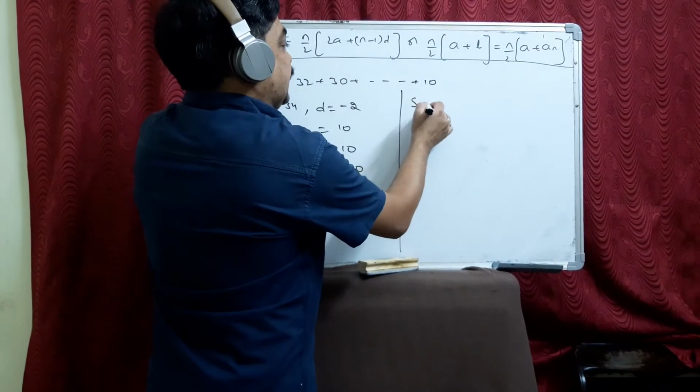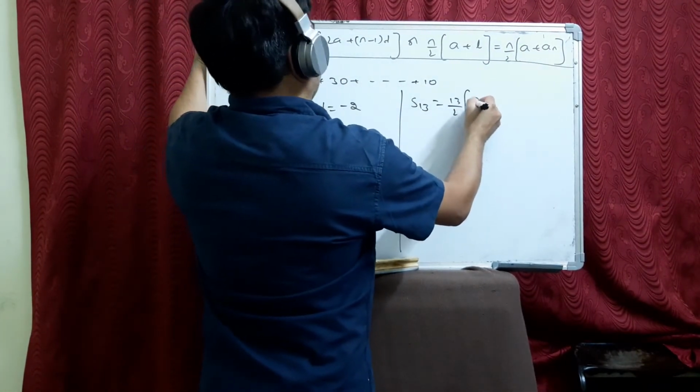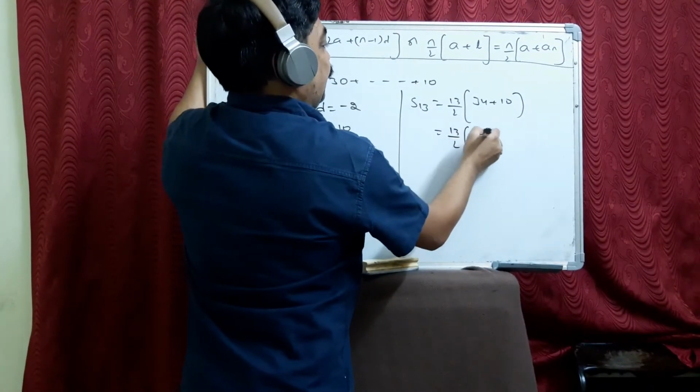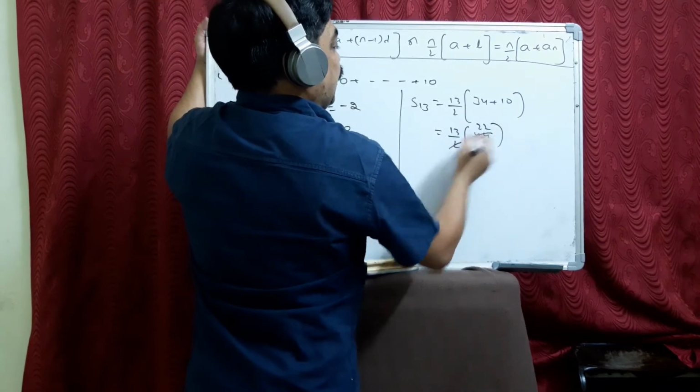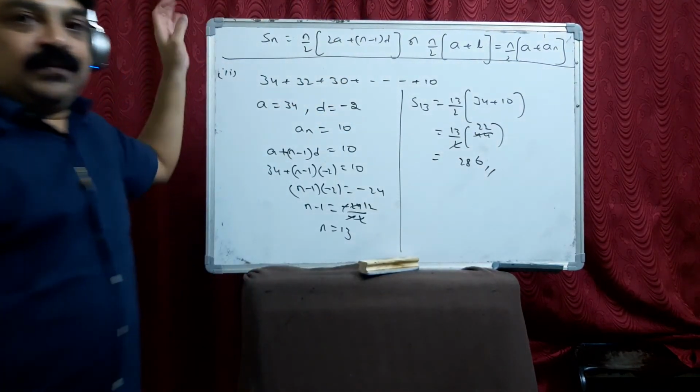So what we have to do? You have to find S13. S13 is 13 by 2, first plus last. First plus last. So 13 by 2 of 44, 22. It becomes 286. Okay.